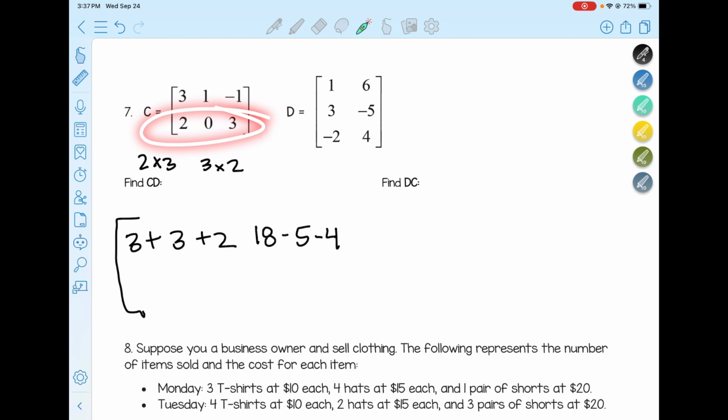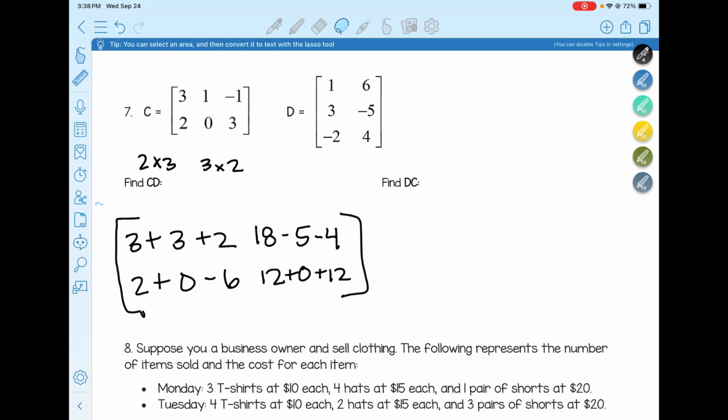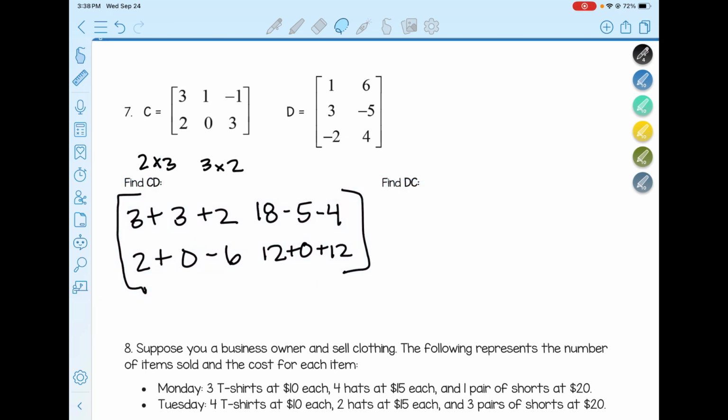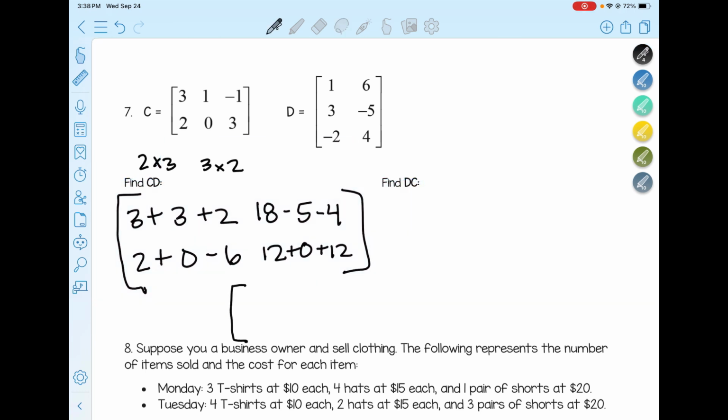Now we're going to do second row times first column. So 2 times 1, which is 2, 0 times 3, which is 0, and 3 times -2, which is -6. Now doing this one last time, bottom row times second column, I get 2 times 6, which is 12, 0 times -5, which is 0, and 3 times 4, which is 12. I can go ahead and simplify this, so when I simplify it, I'm going to get 8, 9, -4, and 24.